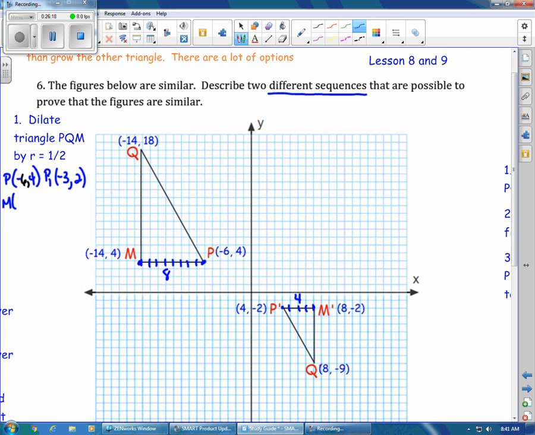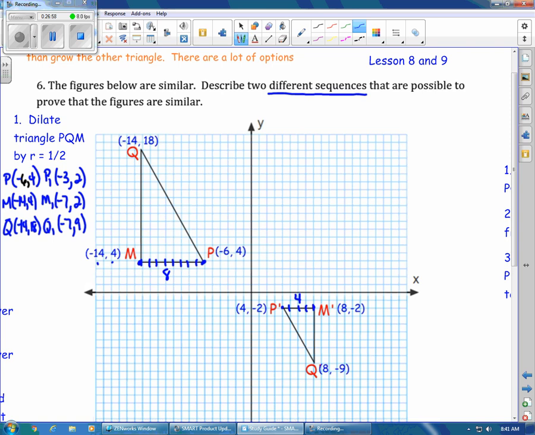Okay, M is at -14, 4. It's being given to me. So M sub 1 is going to be 1/2 of -14 is -7. 1/2 of 4 is again 2. And then Q is at -14, 18. So Q sub 1 is going to be at -7, 9. Again, if you don't know your multiplication facts right off the top of your head, you're going to want to use a calculator because you don't want a silly math mistake to be your downfall.